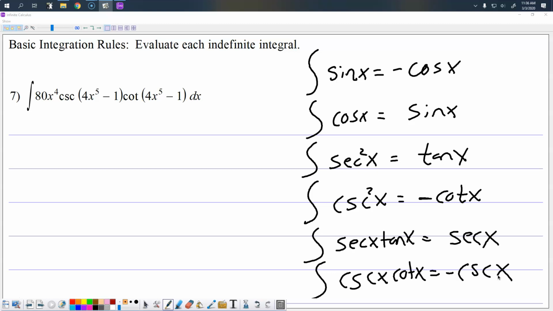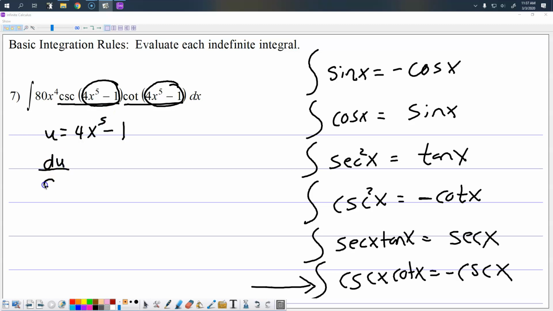All right, so let's go ahead and take a look at this one. So notice that we have a cosecant cotangent situation. So that's this one down here. But it's also going to be a chain rule situation or a u sub problem because we have more than just an x there. So my u is going to be the inside function there, which is 4x to the 5th minus 1. The derivative of u with respect to x is 20x to the 4th. Getting the dx by itself, we would have that.